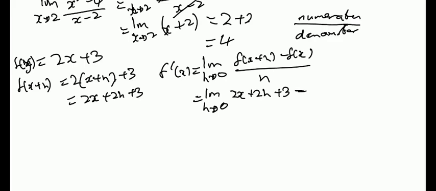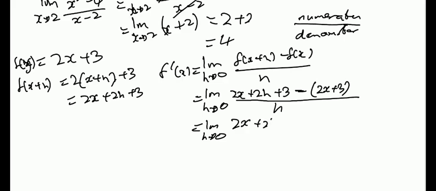Subtract. Remember, we are subtracting the whole f of x, so we must put it in brackets so that the negative sign can affect each and every number or variable in f of x. So in this case, what is our f of x? 2x plus 3, all over h. Then we have the limit as h approaches 0 of 2x plus 2h plus 3. Then negative times 2x is negative 2x. Then positive 3 times negative is negative 3, all over h.